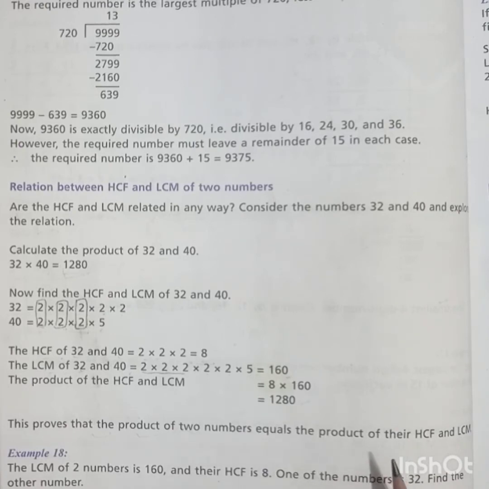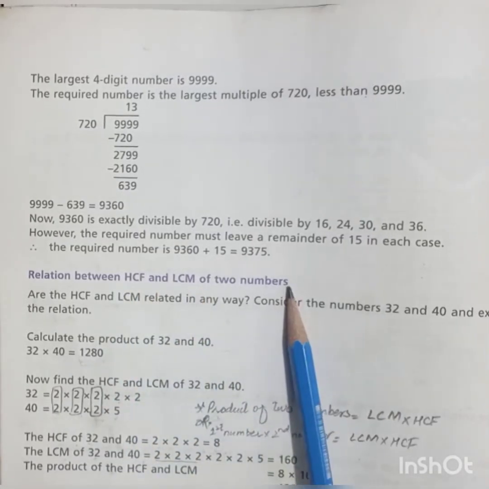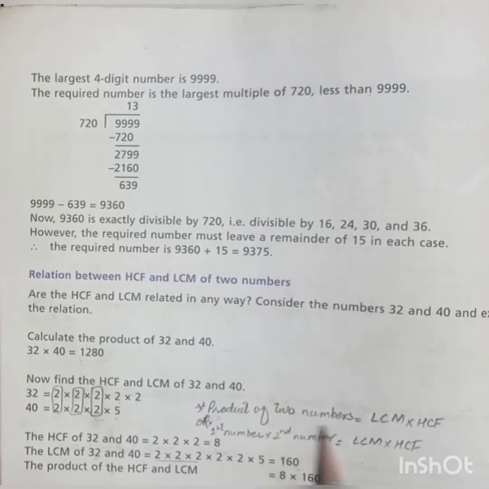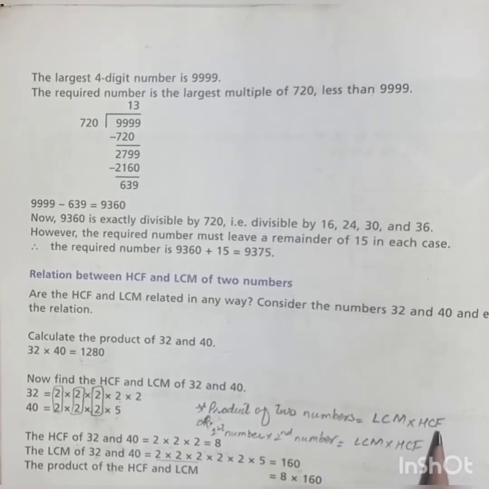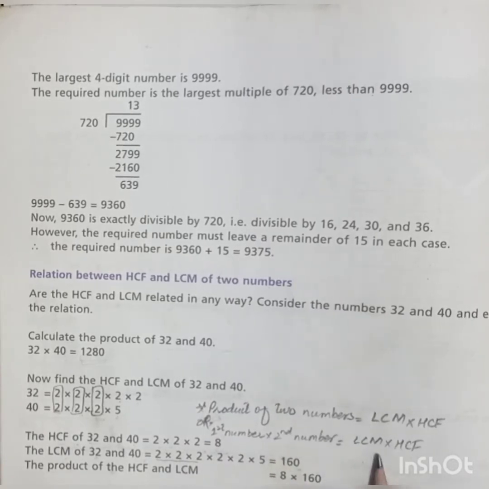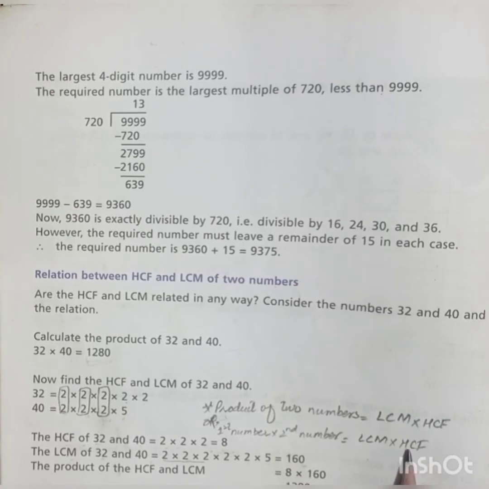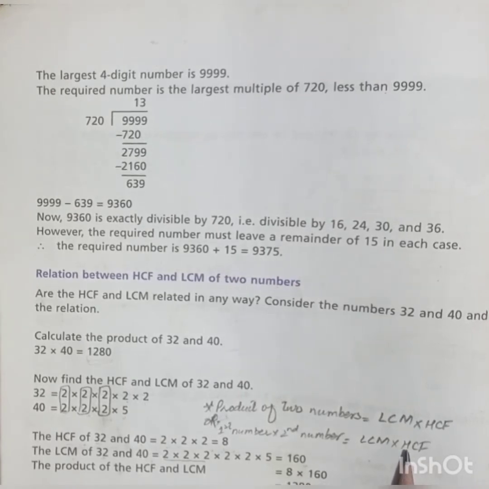Students, the result of the relationship between HCF and LCM of two numbers can be written as: product of two numbers is equal to LCM multiplied by HCF, or first number multiplied by second number is equal to LCM multiplied by HCF. So by using this formula, we can solve all next questions 11 to 14.